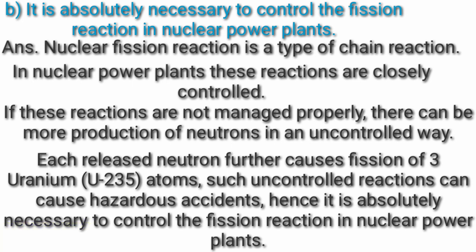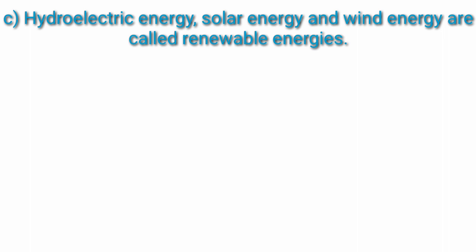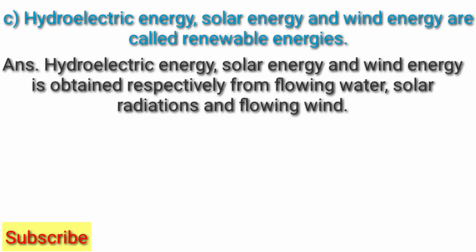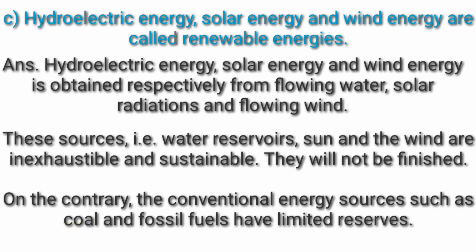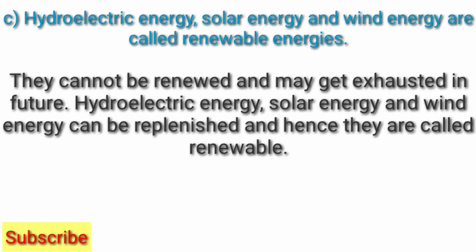Next question C. Hydroelectric energy, solar energy, and wind energy are called renewable energies. Answer. Hydroelectric energy, solar energy, and wind energy are obtained respectively from flowing water, solar radiation, and flowing wind. These sources, that is water reservoirs, the sun, and the wind, are inexhaustible and sustainable. They will not be finished. On the contrary, the conventional energy sources such as coal and fossil fuels have limited reserves. They cannot be renewed and may get exhausted in future.